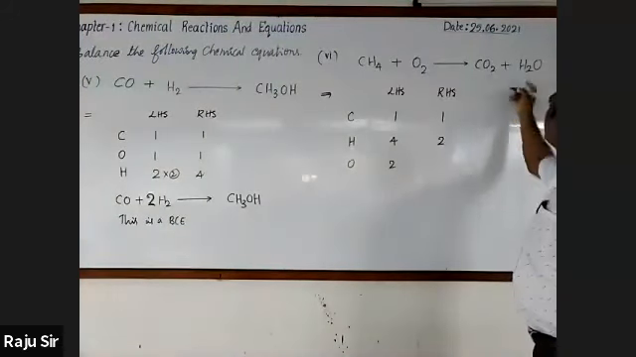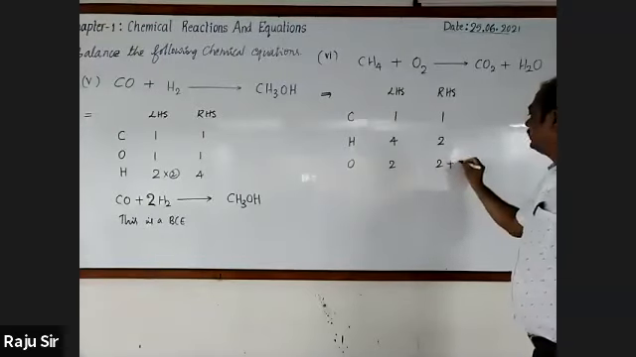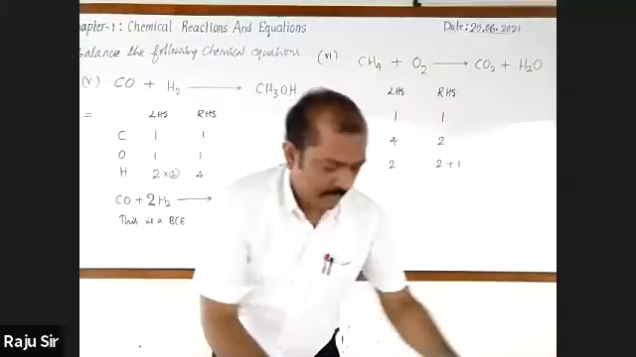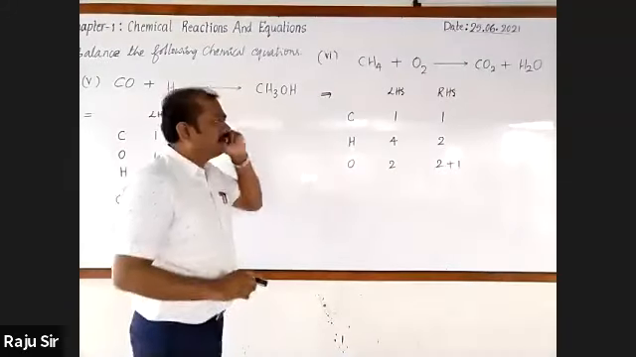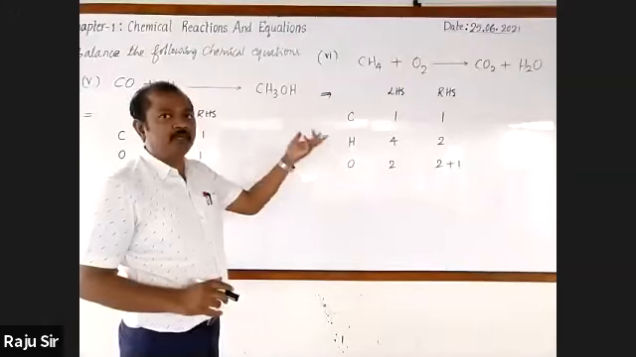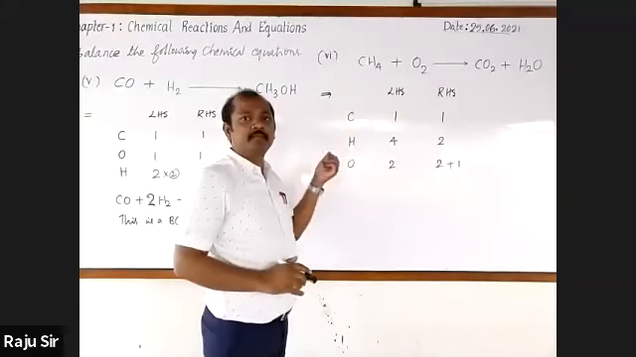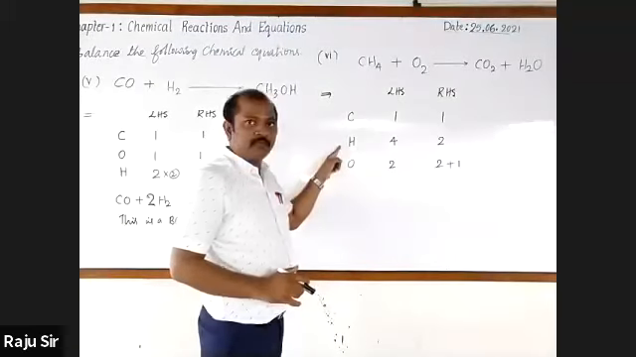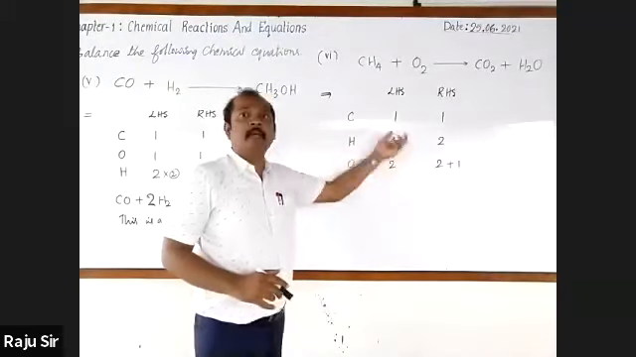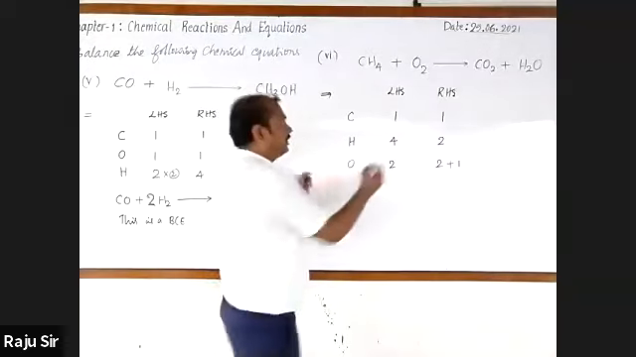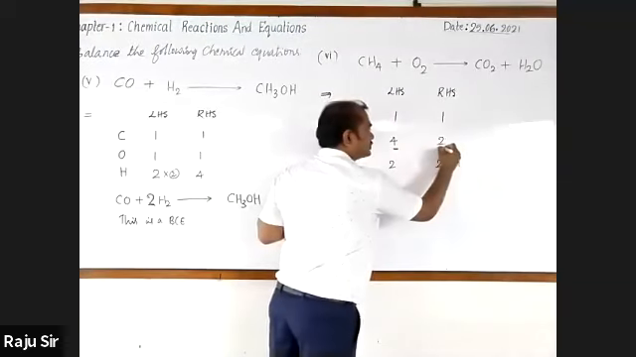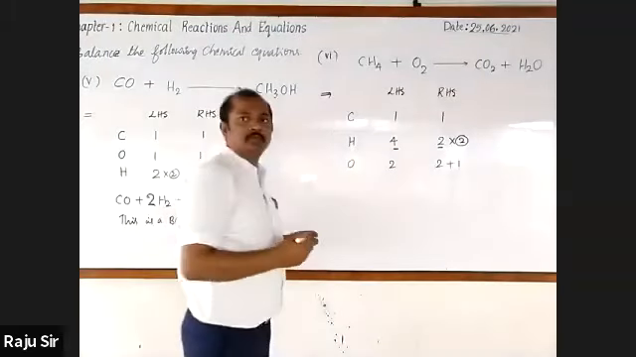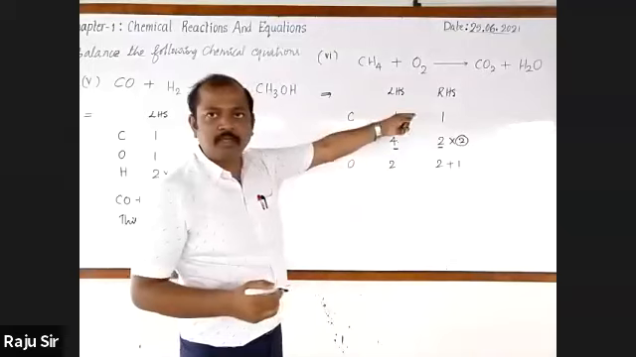2 plus 1, nothing but 3. Please tell me which element should be considered: carbon, hydrogen, or oxygen? Hydrogen, sir. Hydrogen has the maximum number of atoms. Here 4 and here 2. It can be balanced by multiplying by 2, but it should be on the right hand side.